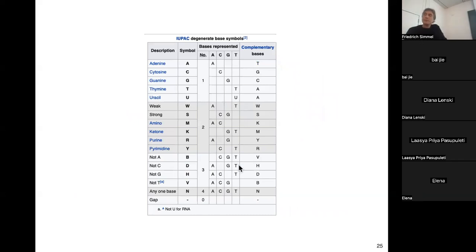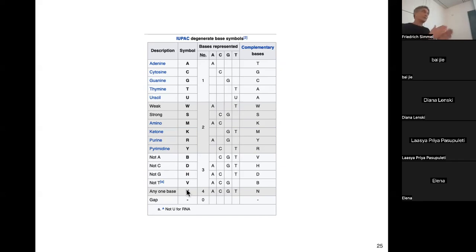There are actually many symbols. You also don't have to remember them, but maybe sometimes you see something like this when you read a paper, and there is a nomenclature that tries to convey that sometimes, for example, it's not important which base it is, but only that it's a pyrimidine or a purine. And sometimes it's not important which nucleotide it is at all, and other things. There are different symbols for this that you sometimes find in a DNA sequence.